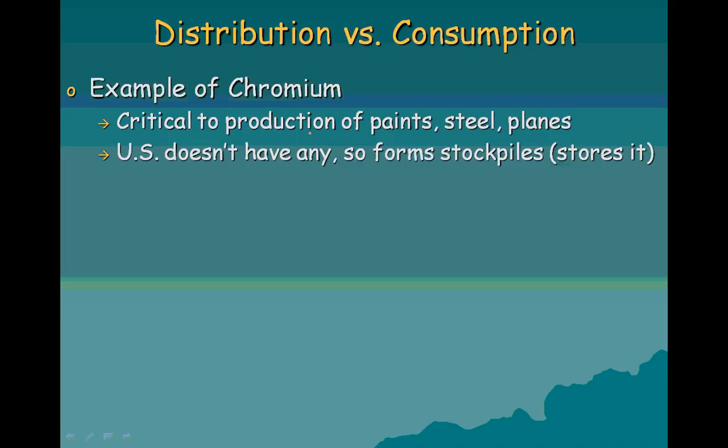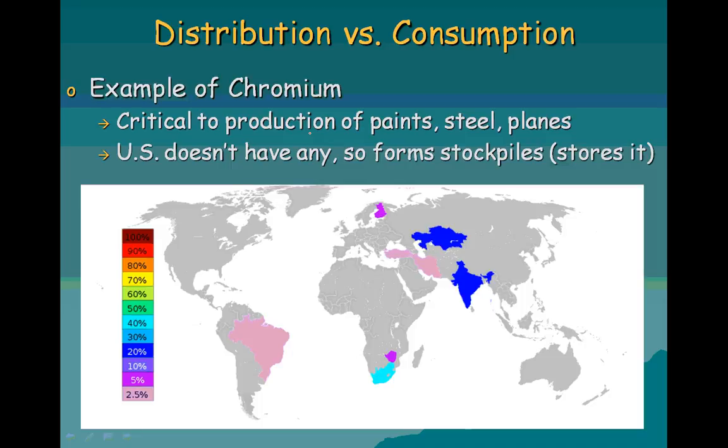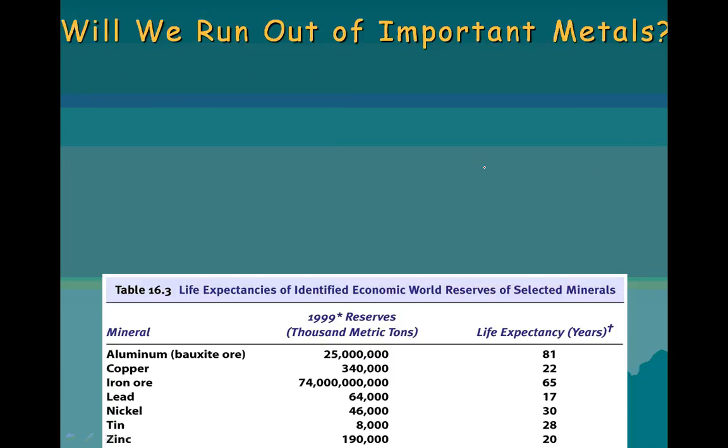And for an example with chromium, chrome is used in planes and in paint, also with steel. The United States doesn't have any resources of chromium, but we go around the world, and this is a nice picture here, and we basically get it from other places in the world, such as India, which has a big stock of it, but we are forming our own stockpiles and storing our own, kind of hoarding it because we use so much of it. So it's just important to be aware of this kind of skew that exists.